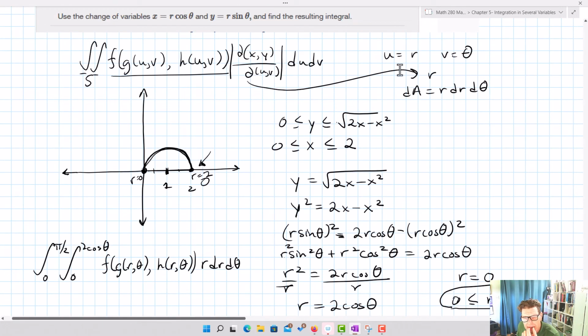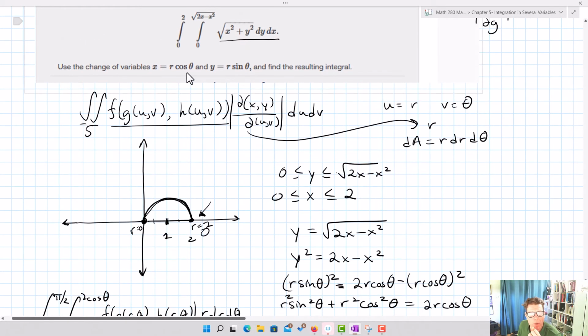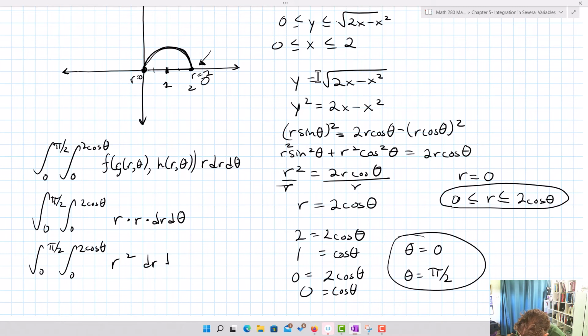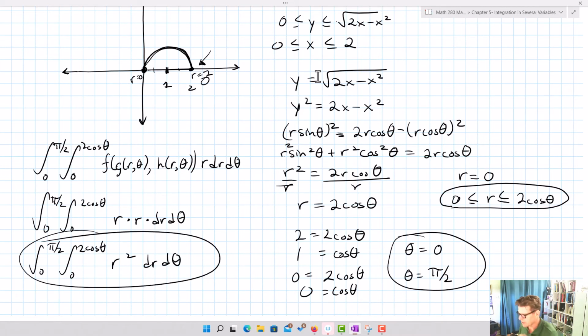So now I'm going to say, well, if I take x equals r cosine theta, y equals r sine theta, well, actually I already know this is the square root of x squared plus y squared, so that's r, right? Square root of x squared plus y squared is r. So this is going to then be the integral from 0 to pi over 2, 0 to 2 cosine theta, r times r dr d theta. So this ends up being the integral from 0 to pi over 2, the integral from 0 to 2 cosine theta, r squared dr d theta. And we are done. That is our setup.